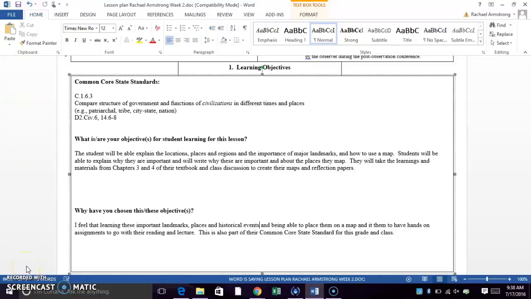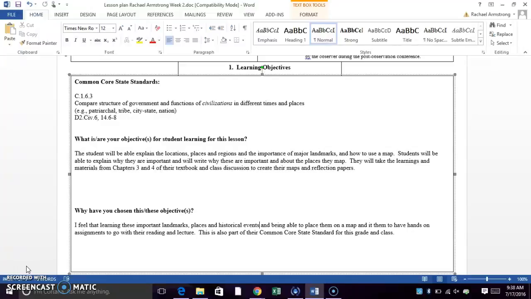Hi, my name is Rachel, and this is my learning objective for my 6th grade social studies class, and how they're going to learn to map and write a reflection paper on different parts of the important locations and places and regions in the United States.